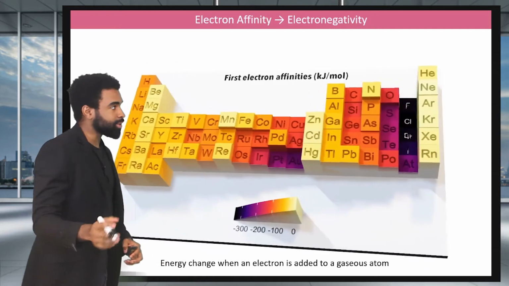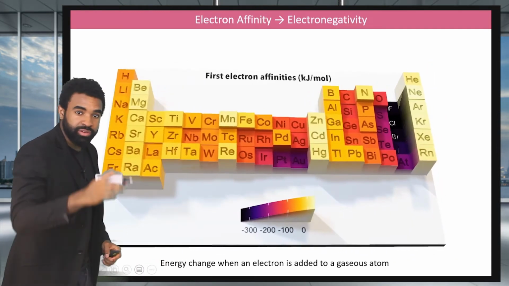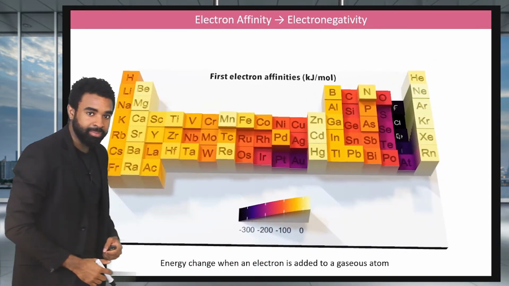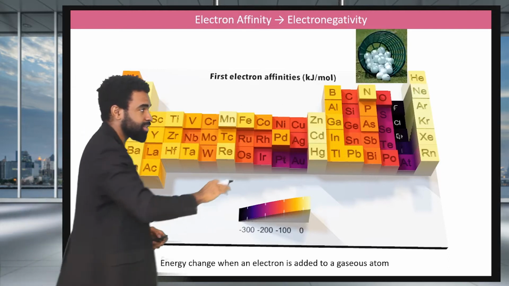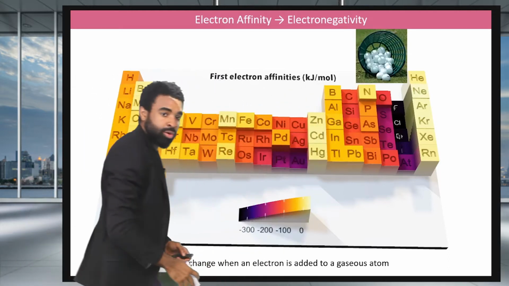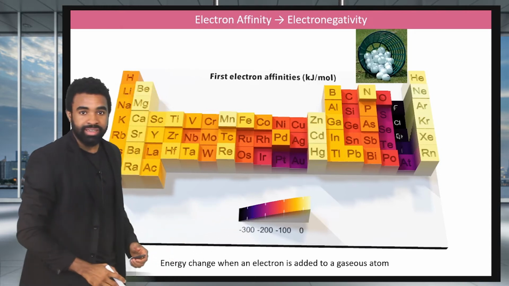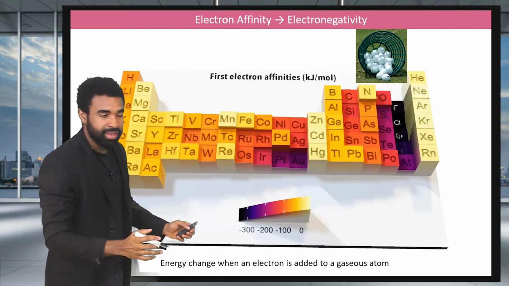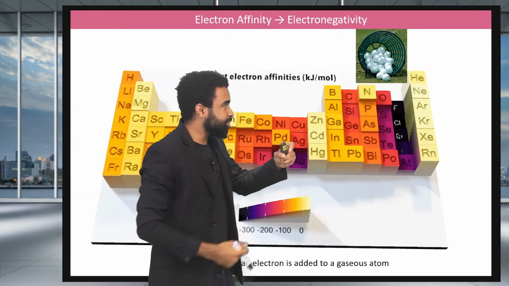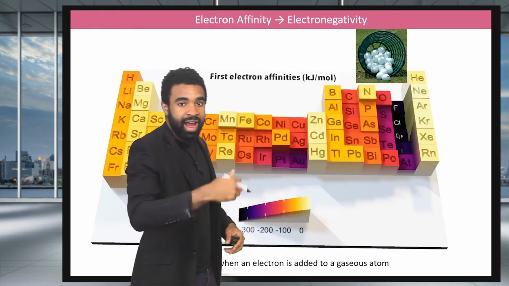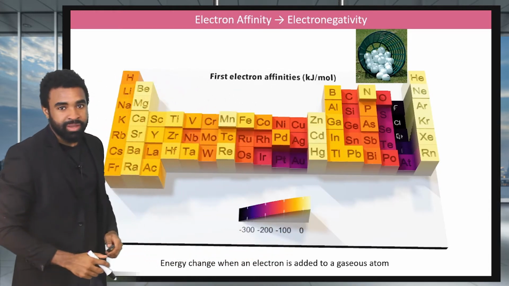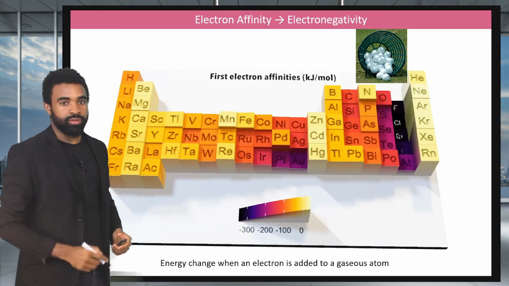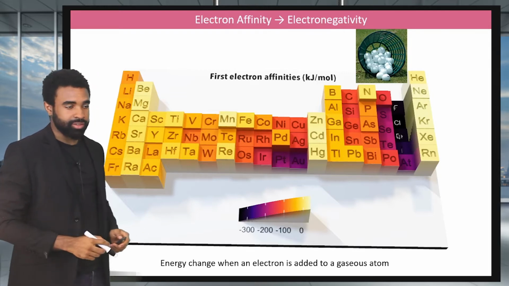In the last video, we talked about electron affinity. We defined it as the energy change when an electron is added to a gaseous atom. And we said, generally speaking, electrons are attracted to areas with a highly exothermic electron affinity. One way of quantifying that attraction is what we call electronegativity, and that's what we're going to focus on in this video. So let's get started.